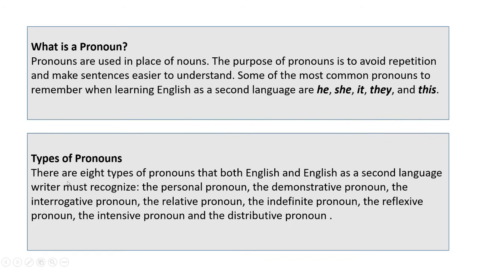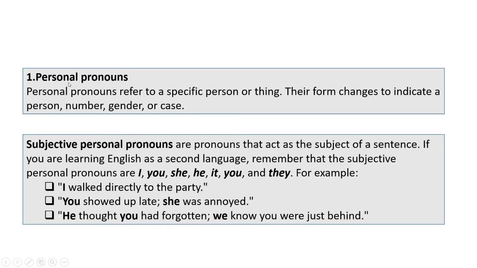Types of pronouns. There are 8 types of pronouns that every English as a second language writer must recognize: the personal pronoun, the demonstrative pronoun, the interrogative pronoun, the relative pronoun, the indefinite pronoun, the reflexive pronoun, the intensive pronoun, and the distributive pronoun. See, the personal pronouns refer to a specific person or thing, and their form changes to indicate person, number, gender, or case. The personal pronouns are divided into 3.